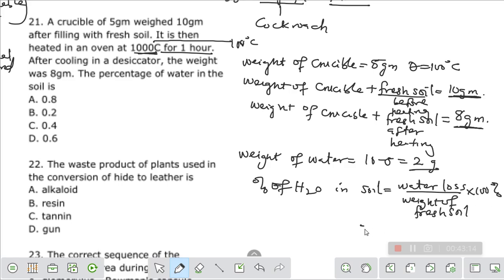But what's the meaning of 40%? 40% is the same thing as 40 over 100. So you now get 0.4. So that's how we get the answer.